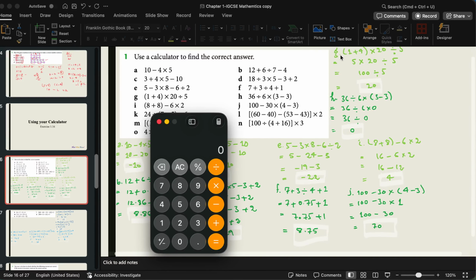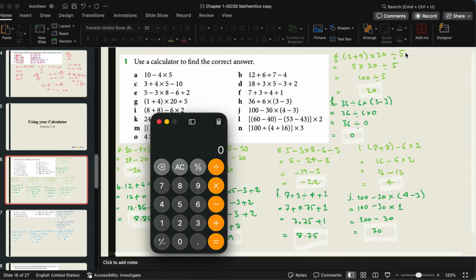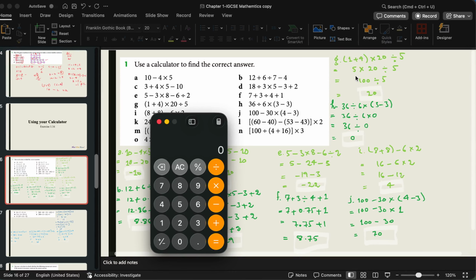The next expression is 1 plus 4 in the brackets multiplied by 20 divided by 5. As you can see in here, we will solve the brackets first as per the order of operations rule. 1 plus 4 is equal to 5. Then we next go for the multiplication as we are solving the expression from left to right. So 5 multiplied by 20 is equal to 100. 100 divided by 5 is equal to 20.